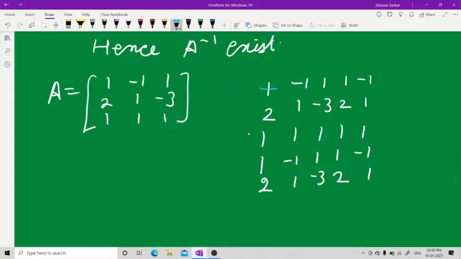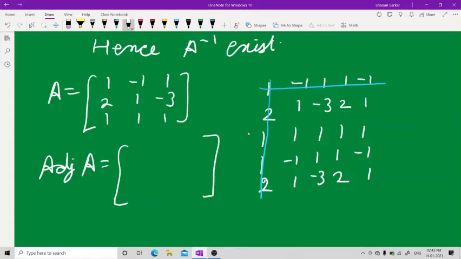Now cut the first row and cut the first column. I'll write directly adjoint A, the shortest way. Now you see how to write directly adjoint A. Do one thing: multiply this and this. 1 into minus 3 is minus 3, plus 3 that is 4. This is straight 4. Now you take this 2. This is 1 and minus 1 minus, that is plus 2. This is plus 2.